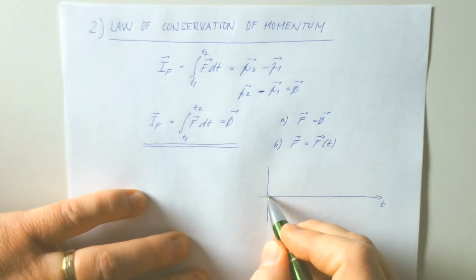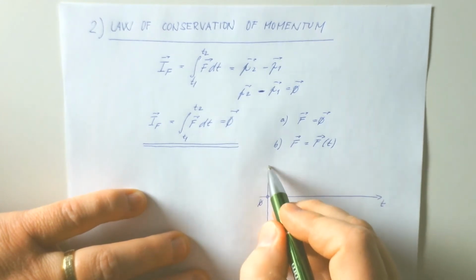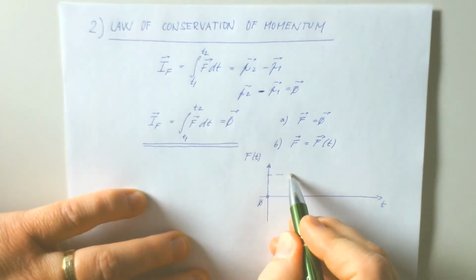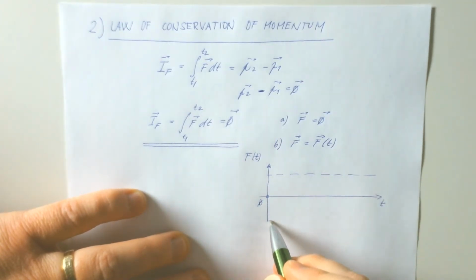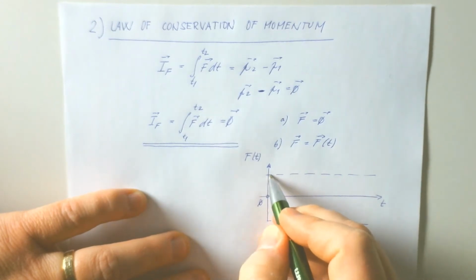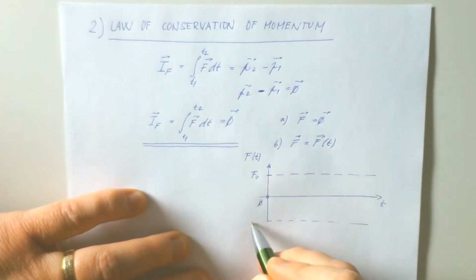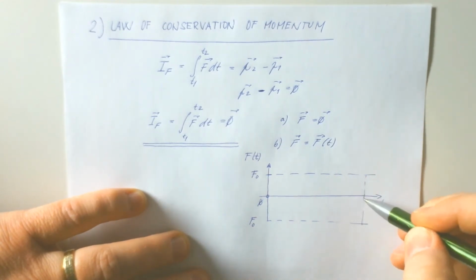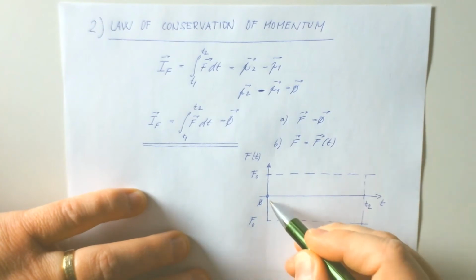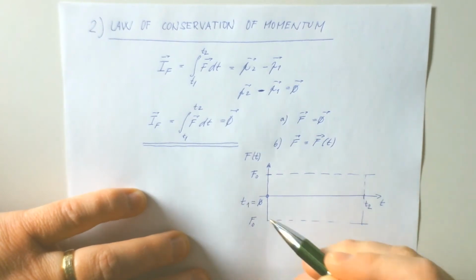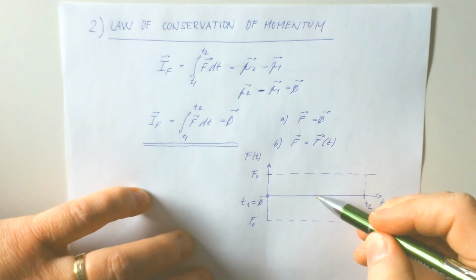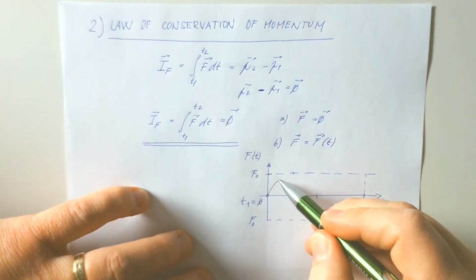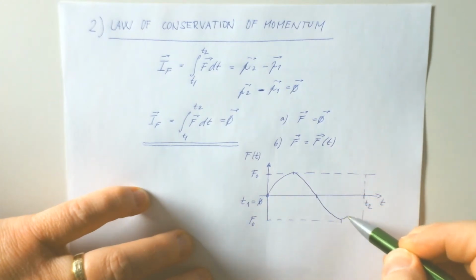So there is a time axis, there is 0, and there is some function F(t). Let's say that it is a sine wave. For example, there is an amplitude plus minus F0, and this is a period time T, and t1 is equal to 0. This is a half of a period, a quarter, and so on. So this is a sine function.